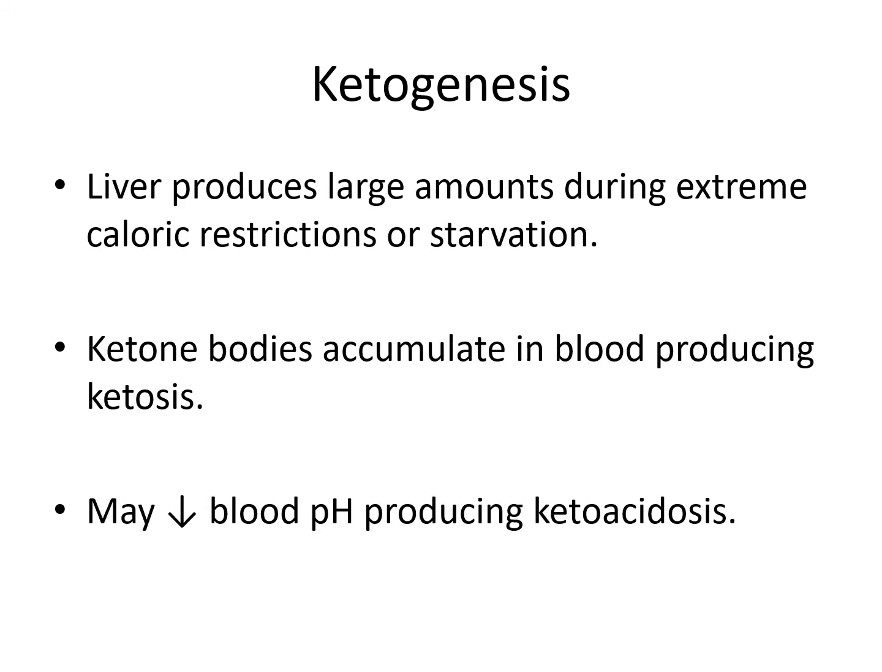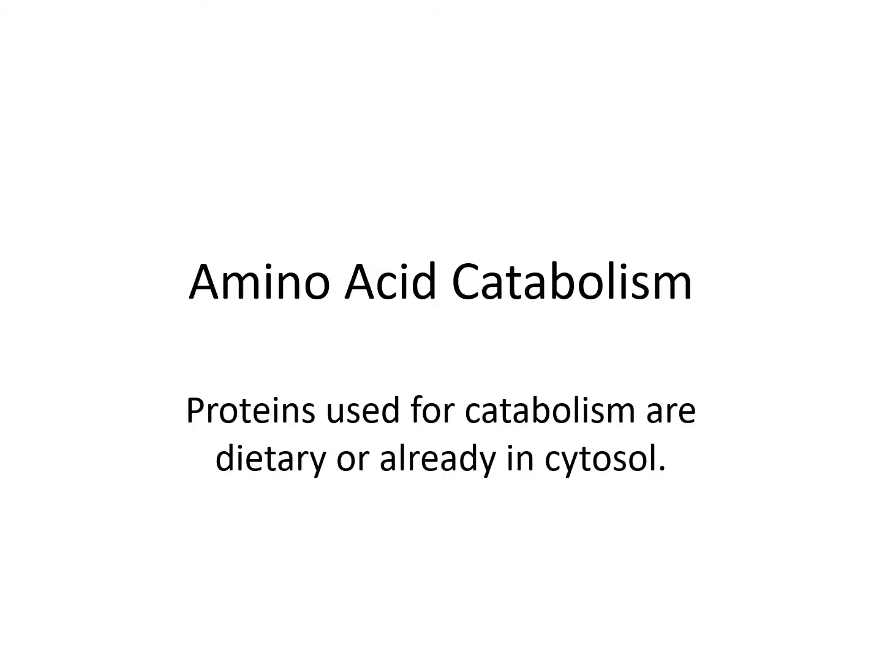Now, the liver produces large amounts during extreme caloric restriction or starvation. And these ketone bodies may accumulate in blood, producing what is called ketosis. And then the ketosis may decrease the blood pH, producing ketoacidosis, and this could be dangerously low acidification.